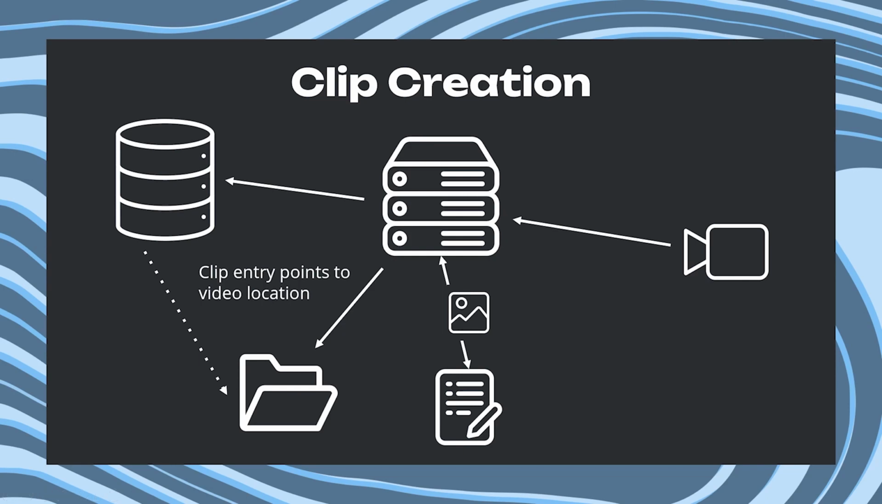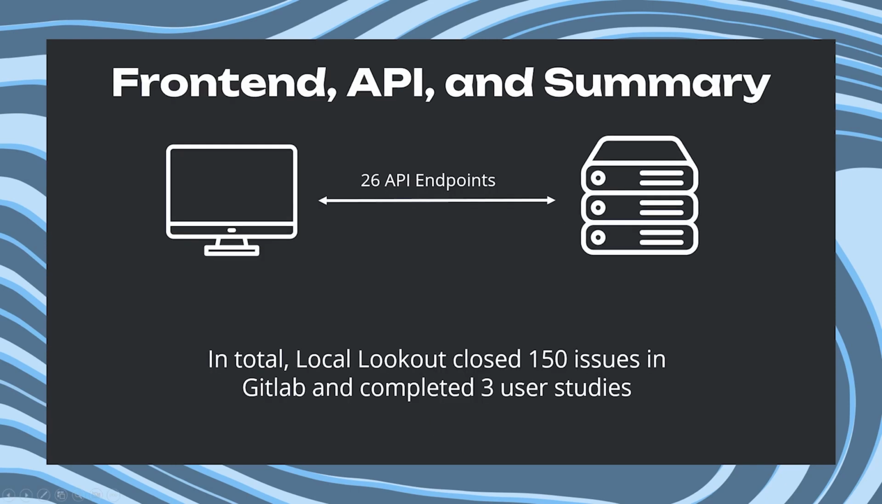Facial recognition is accomplished via a k-means algorithm. The front-end, written in React.js, simply requests information from the server via the API. There are 26 API endpoints in the C# server. Over the entire development period, we've closed 150 issues and completed 3 user studies.